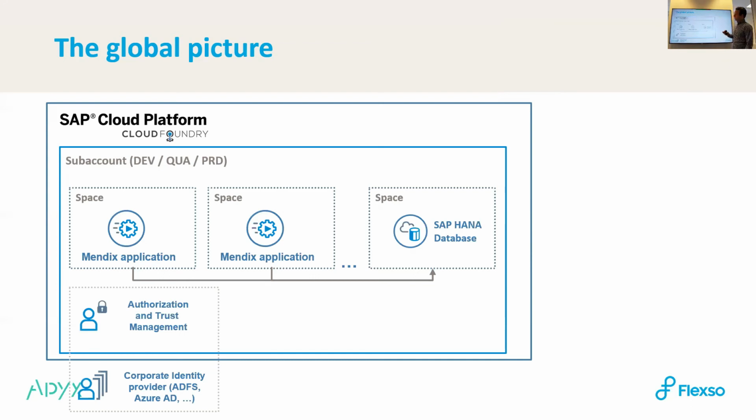Next, we want to configure authorization and trust management. So we will connect your corporate identity provider and create a trust between both parties, so that the applications can be authenticated by your corporate identity provider.